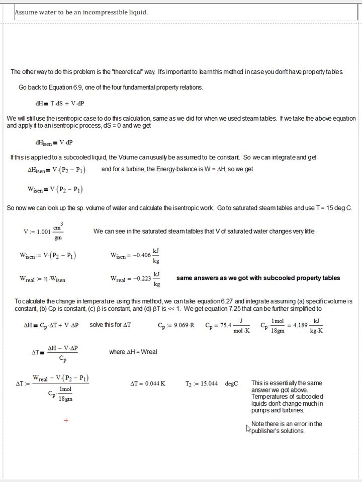Also, I wanted to note there's an error in your publisher solutions. They do the problem correctly until they get to this point. They calculate a delta T, but then they subtract it. So they actually get something like 14.96. That is incorrect. They did not apply their delta T correctly. So the answer is 15.04 degrees C.